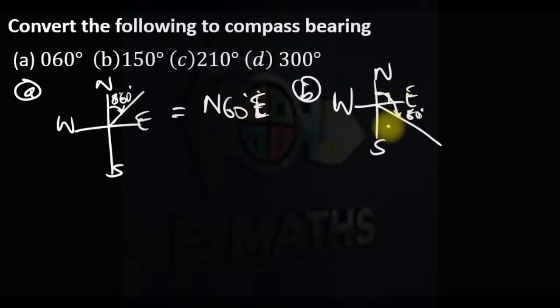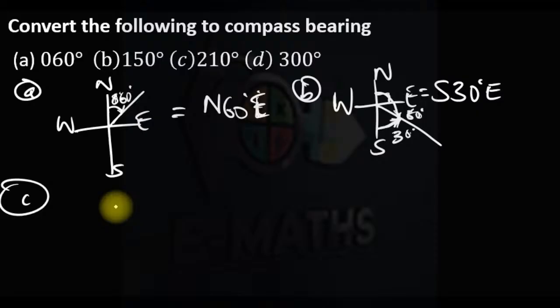So the best way is this, from south to east. Any other direction will be greater than 90. Try starting from north, moving here, this is greater than 90. Start from north, move west, greater than 90. So it's only this that is less than 90. So my answer, this is 60, this should be 30, because you know each of them is 90. So the answer is south 30 degrees east. So that's the conversion.